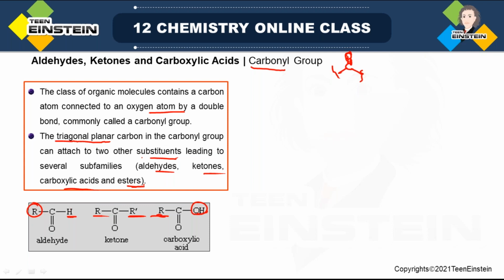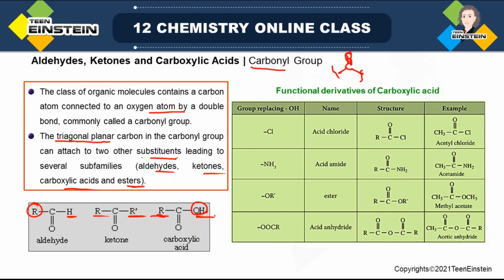When we say derivative of carboxylic acid, it is actually this OH group that may be replaced by different other groups. All of them together, collectively, we call derivatives of carboxylic acid. Here we have some examples of derivatives of carboxylic acid. The groups that replace this OH are present in the first column. It may be chloride, NH2, OR prime, or OCOR. It is actually like this, O C double bond O R. Depending on what types of groups are replacing OH, we have different names for the derivatives of carboxylic acid. Here you can see the general structure in the third column, in the second column we have the names, and in the last column you can see the actual example.